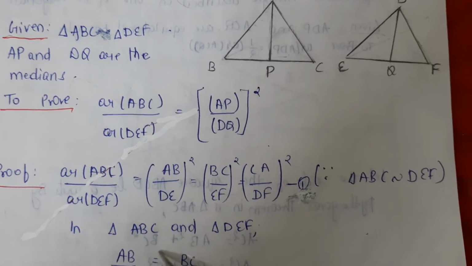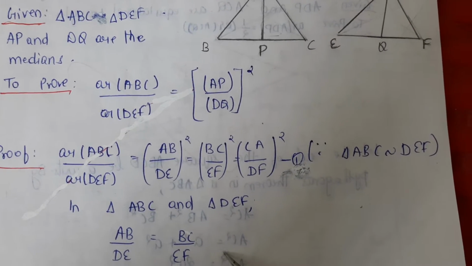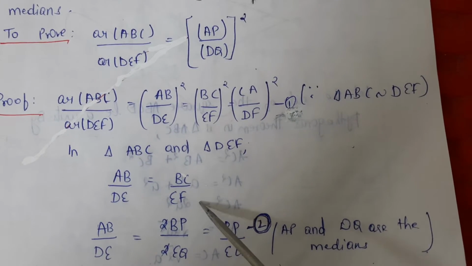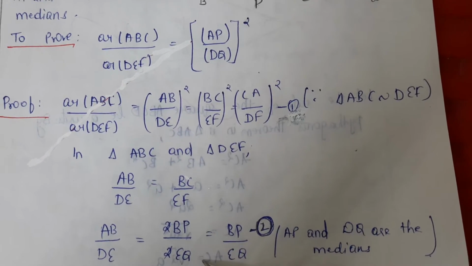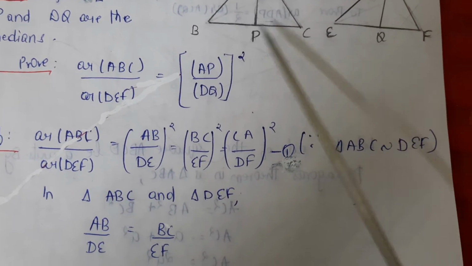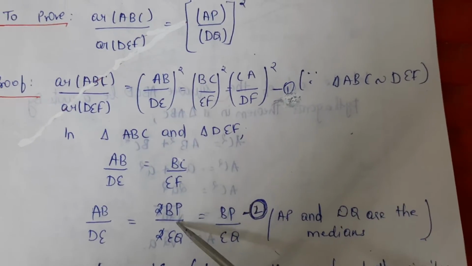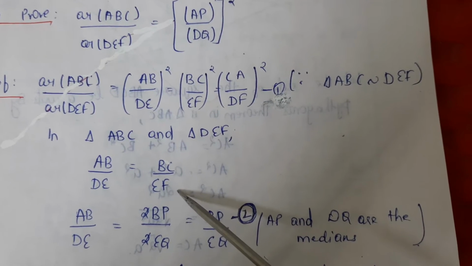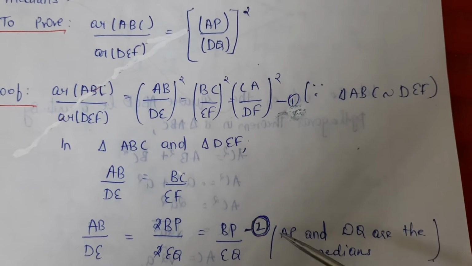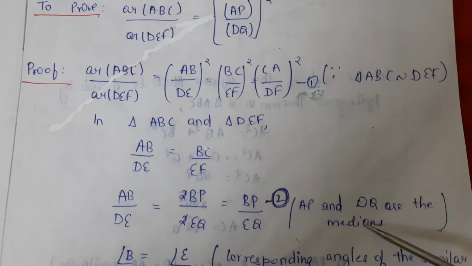Now in triangles ABC and DEF, AB by DE is equal to BC by EF. So AB by DE is equal to 2 times BP by 2 times EQ, because here AP is the median, here DQ is the median. So a median will divide the base into two equal parts. So instead of BC, we can write 2 times BP, and instead of EF, I can write 2 times EQ. That is nothing but BP by EQ. Take this as the second equation, because AP and DQ are the medians.